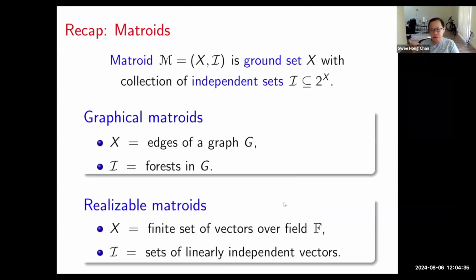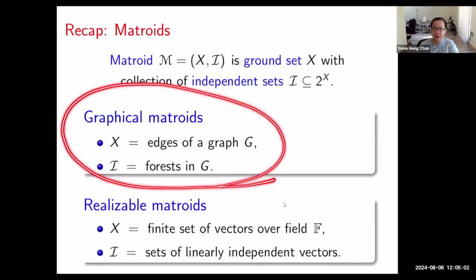And maybe two of the most famous examples of matroids are the graphical matroid and the realizable matroid. A graphical matroid is when the ground set is the set of edges of a given graph. Let's say the graph is connected, and the set I is the set of edge sets that form a forest. This is the example that we focused on in day one.